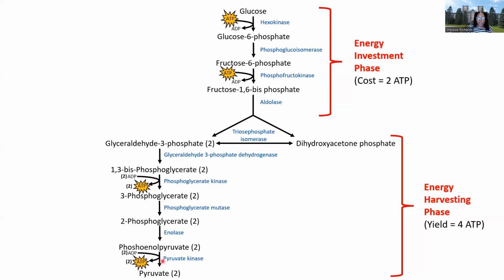We're also going to yield 2 ATP. So phosphoglycerate kinase yields 2 ATP and pyruvate kinase yields 2 ATP. So in our energy harvesting phase of glycolysis, we generate 4 ATP, but we're going to subtract the 2 that we had to invest, and that's how we get that 2 net ATP.